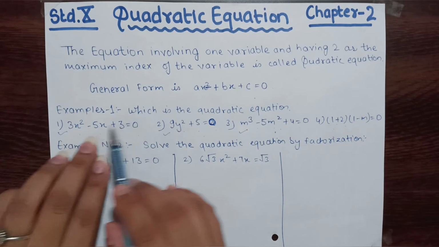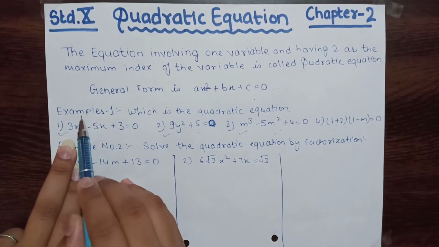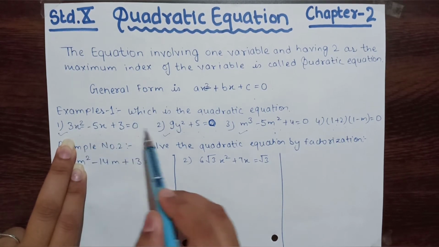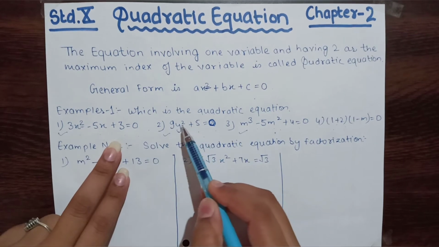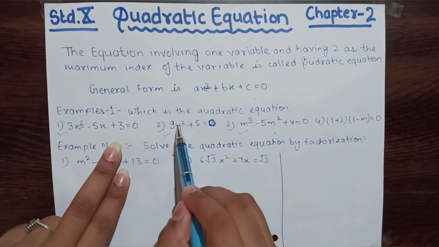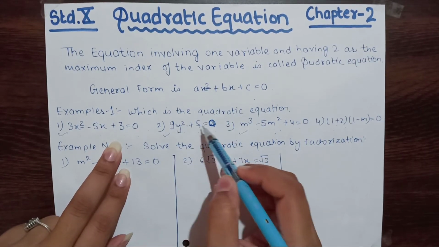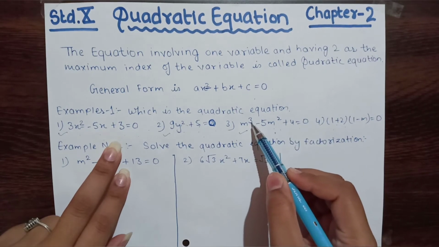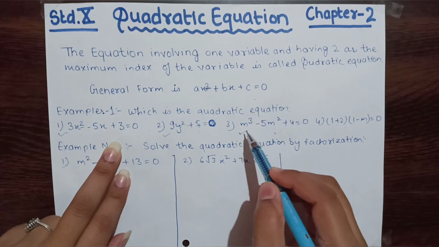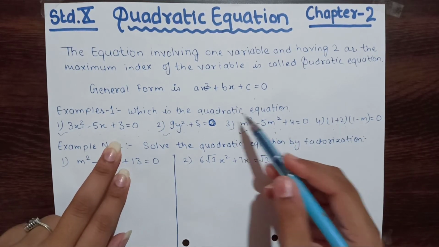As you can see over here, this is the proper quadratic equation, because here the maximum index is 2, after that 1, then 0, equals 0. Next, you can see here the maximum index is 2, but y is there, and after that there is no index 1. So this is wrong. After that, a cube cannot come in a quadratic equation. That's why the third is wrong, as we can see by comparing with the general form.